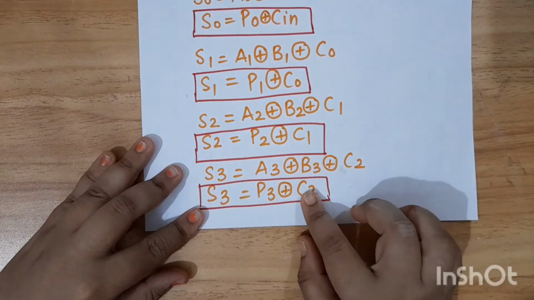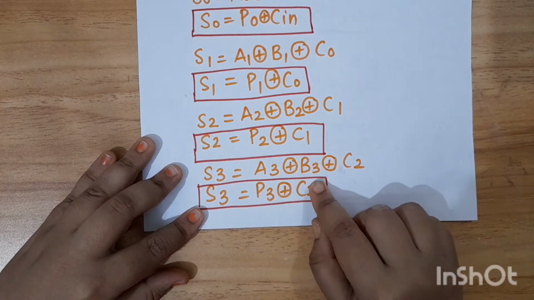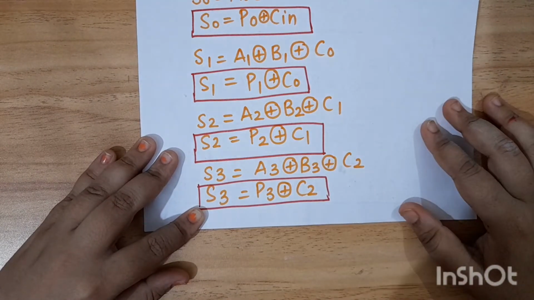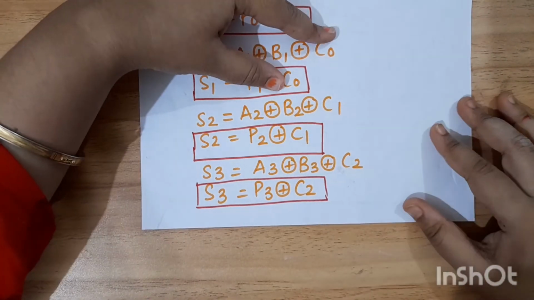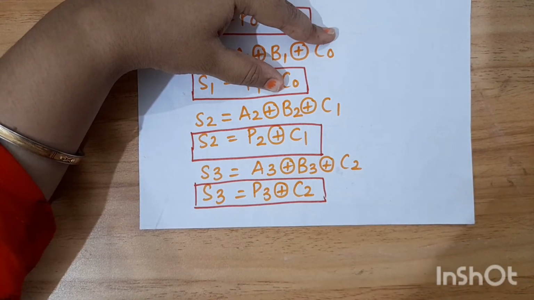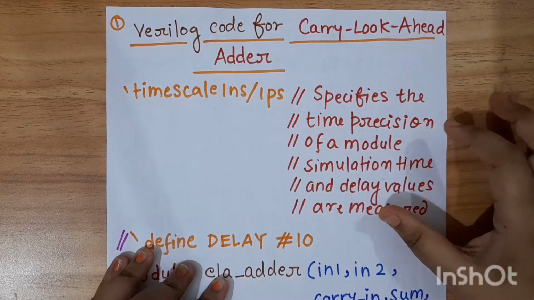S3 is equal to A3 exclusive or B3 exclusive or C2. So S3 can be written as P3 exclusive or C2, where P3 is A3 exclusive or B3. So, starting with the Verilog code.